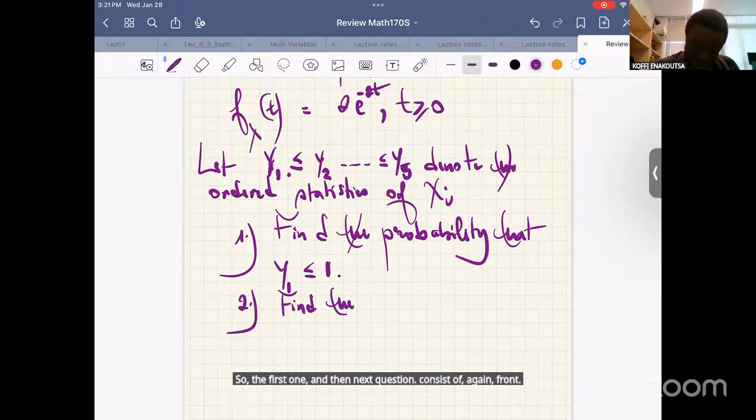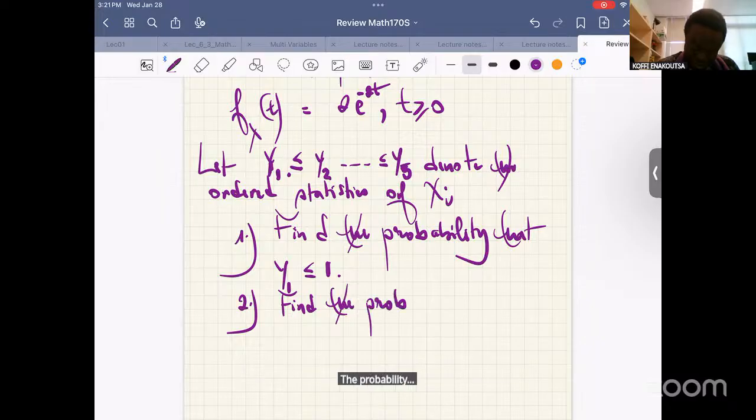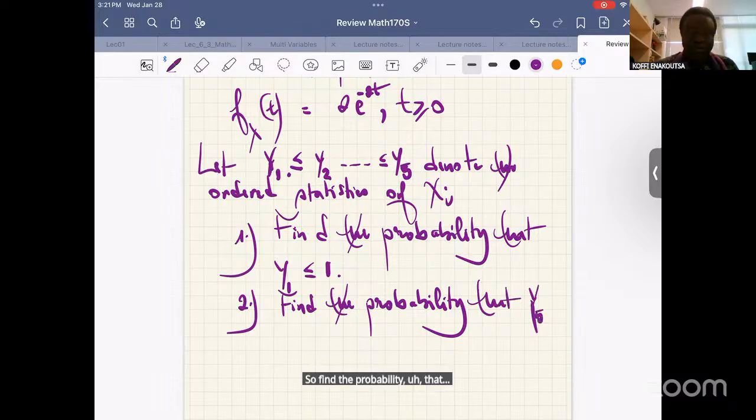And then the next question consists of, again, find the probability that Y5 is less than or equal to 1. Okay.